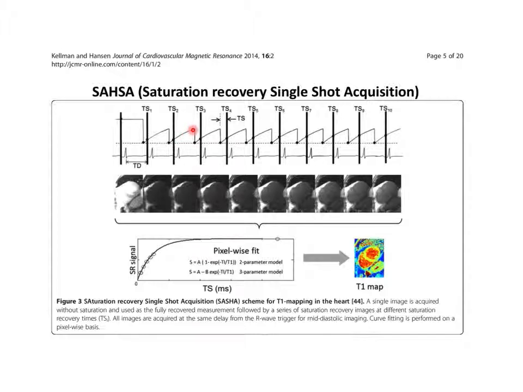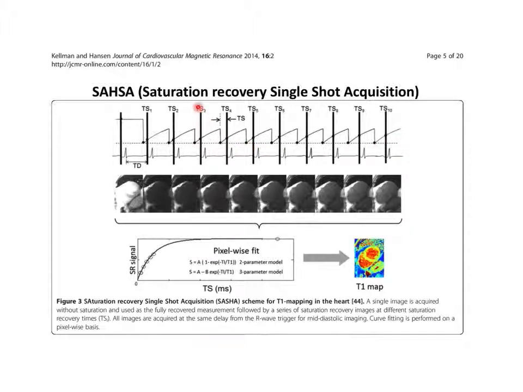Let it recover, saturation pulse, wait a little bit longer. So each one of these delays is slightly different, slightly longer. Make another image, another image, another image, another image. And so we do this across this many heartbeats. So a patient can hold their breath for that many heartbeats, a dozen, 15, something like that.